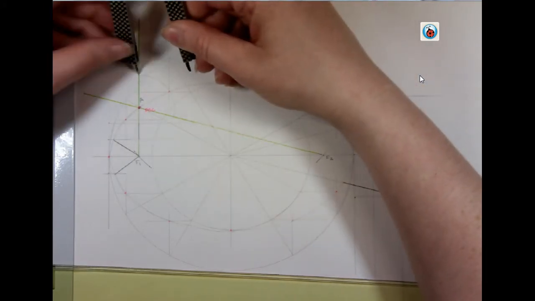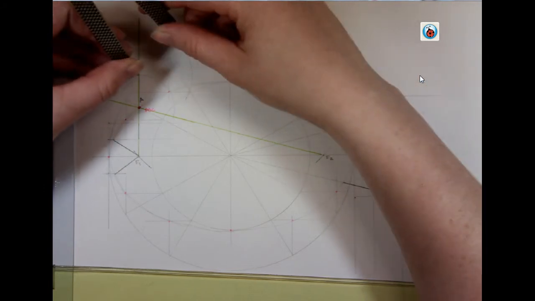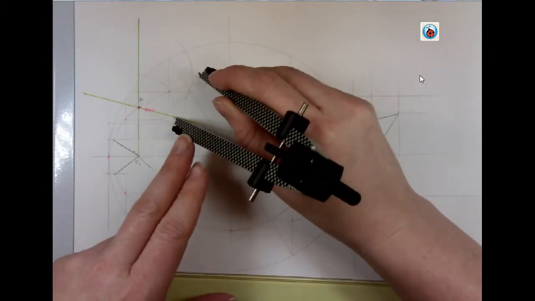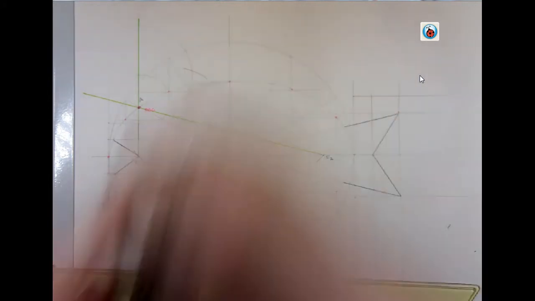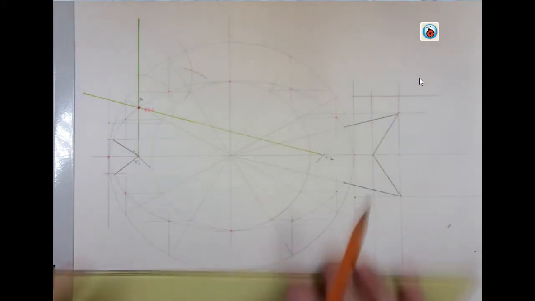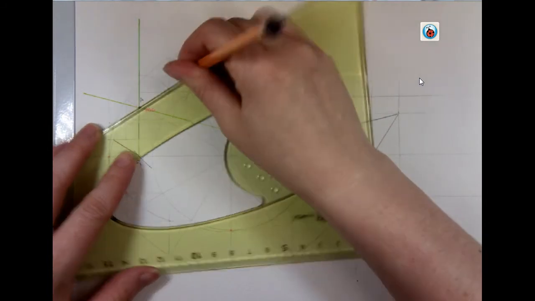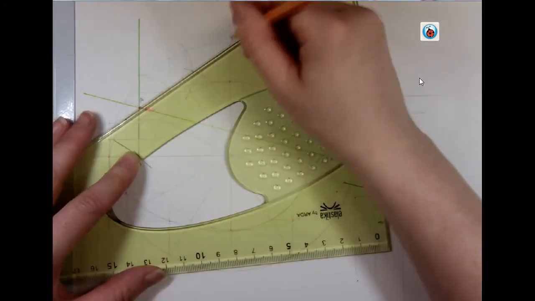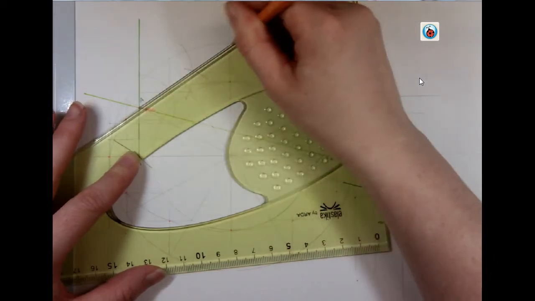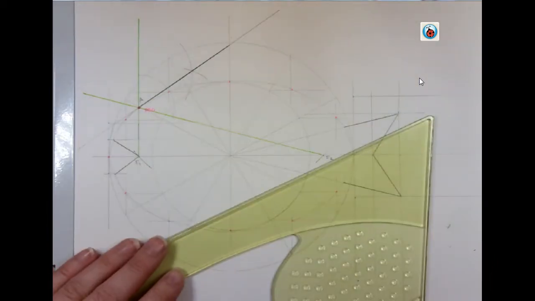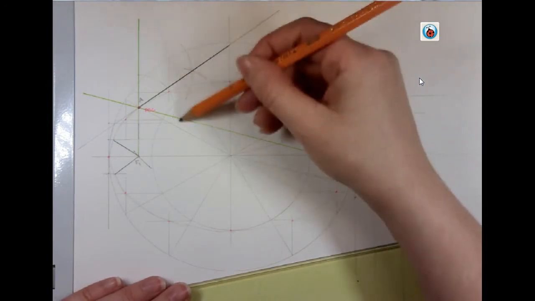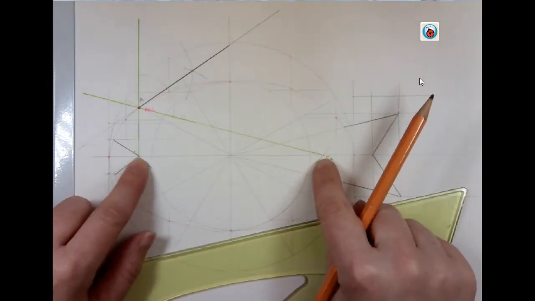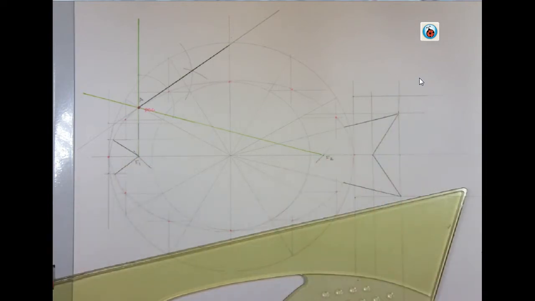Where my arc cuts my line, I swing a radius. Using the exact same radius, I put the point of my compass where the original arc cut, and those two arcs meet. Where those two arcs meet, I join that back to my POC and I extend. And that line is my tangent. So to reiterate, we bisect the angle in order to get the tangent. It is absolutely vital that we get focal points for this. If we don't have focal points, it will not work.